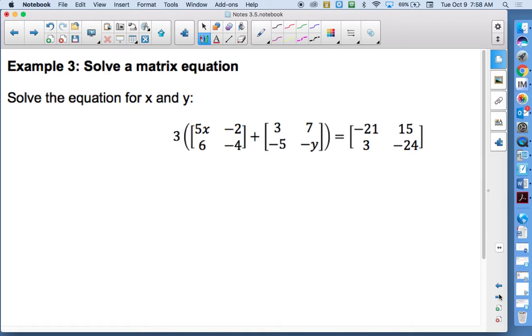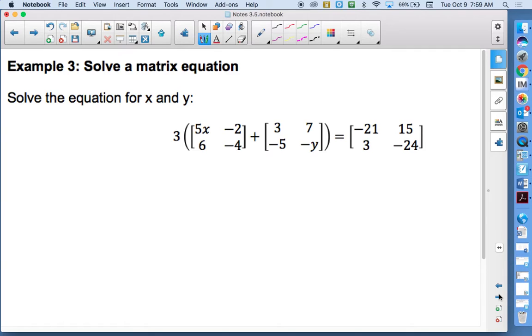Alright, so this next one is a little different because now we're trying to apply some equations with it. And it wants us to solve this equation. There's an x and a y in it, so we're going to try and see if we can solve for x and y. Outside of the matrix, both of them, is a 3.